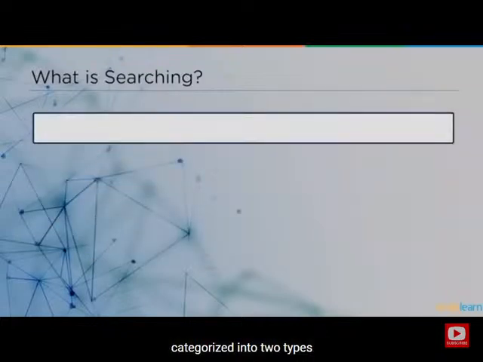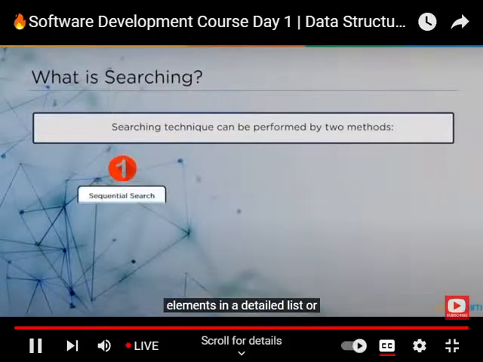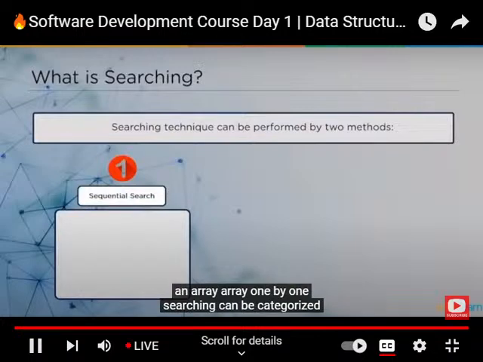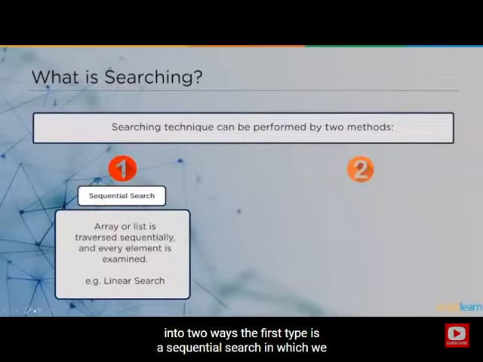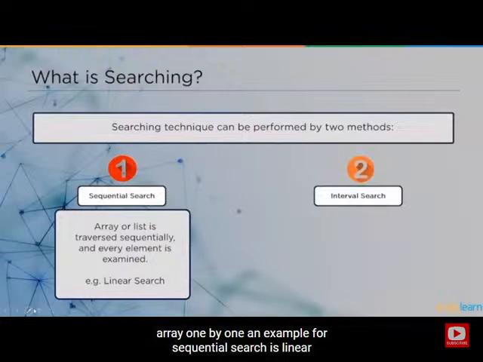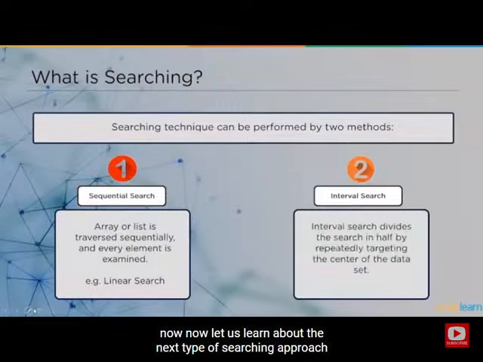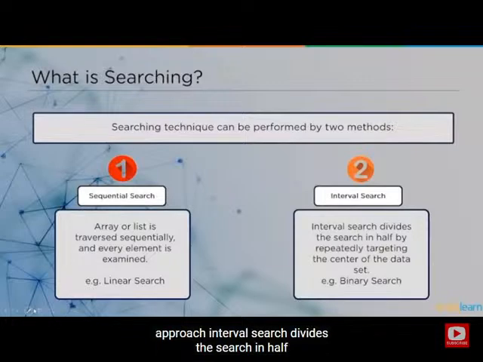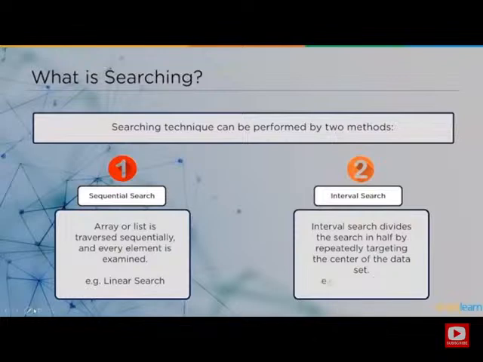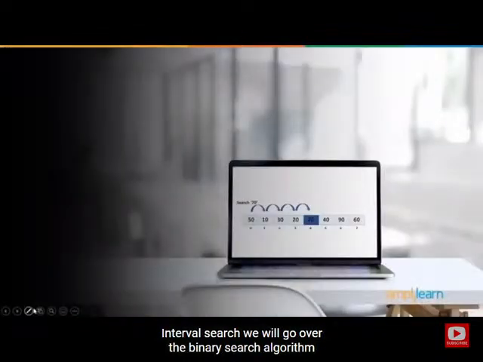In data structures, searching can be categorized into two types. The first type is the sequential search, in which we check the elements in a data list or an array one by one. An example of sequential search is linear search. Now, let us learn about the next type of searching approach, the interval search approach. Interval search divides the search in half by repeatedly targeting the center of the dataset. The binary search algorithm is an example of interval search. We will go over the binary search algorithm in detail in our upcoming video.